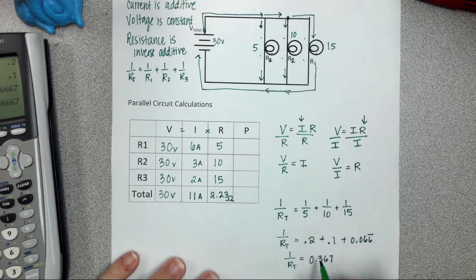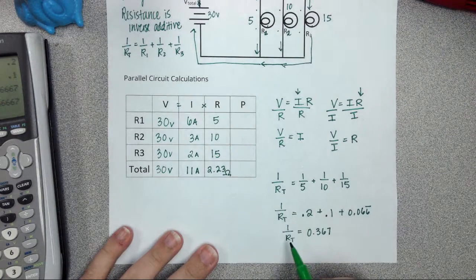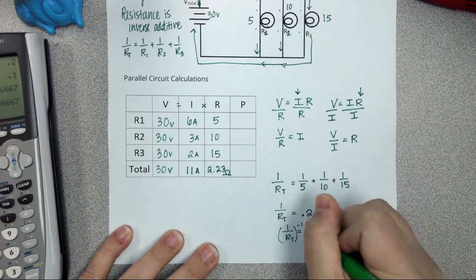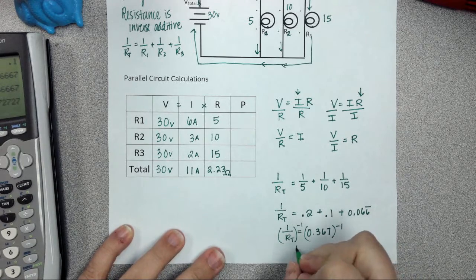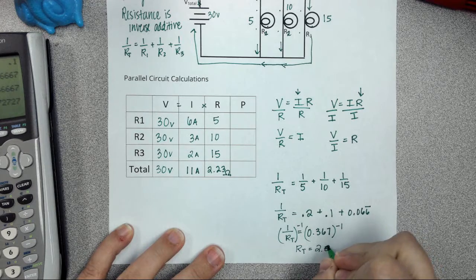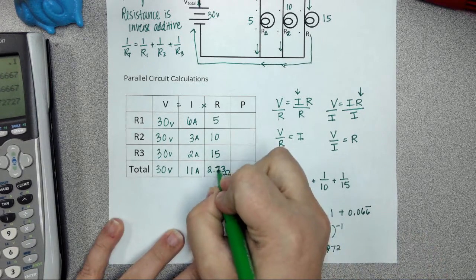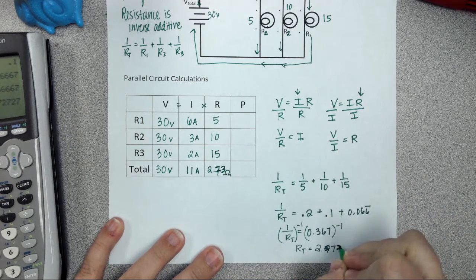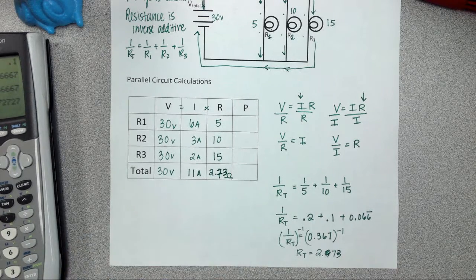And a lot of people will just stay there with their answer, but you need to remember that it's 1 over RT, that is not equal to RT. So if you put both of them to the power of -1, it'll give you RT, and it will be 2.72, which is what this one should have been. Sorry, 2.73. Got a little backwards on my numbers there. So that's how you can check yourself. See, I just had to do it.